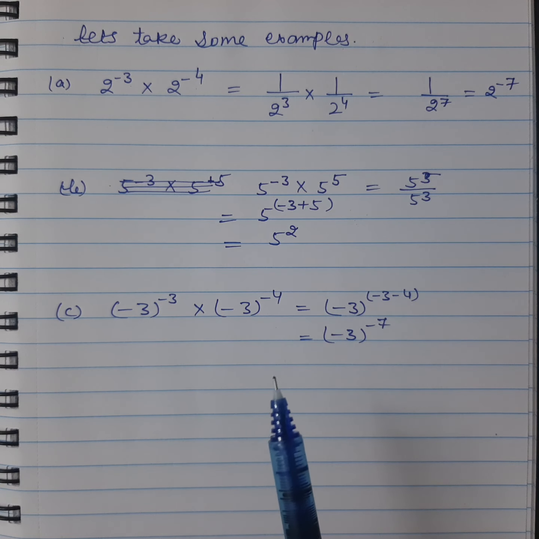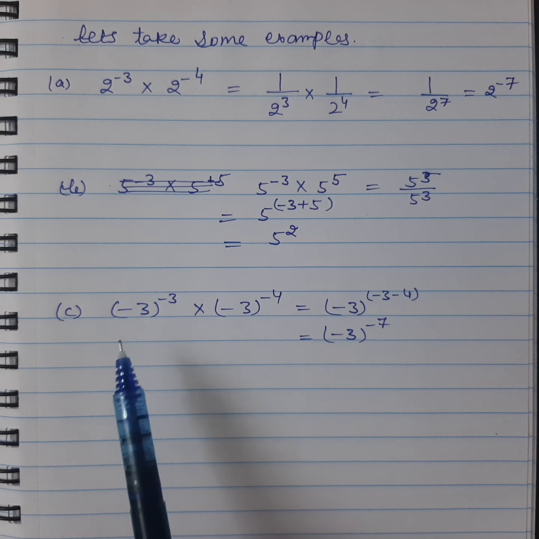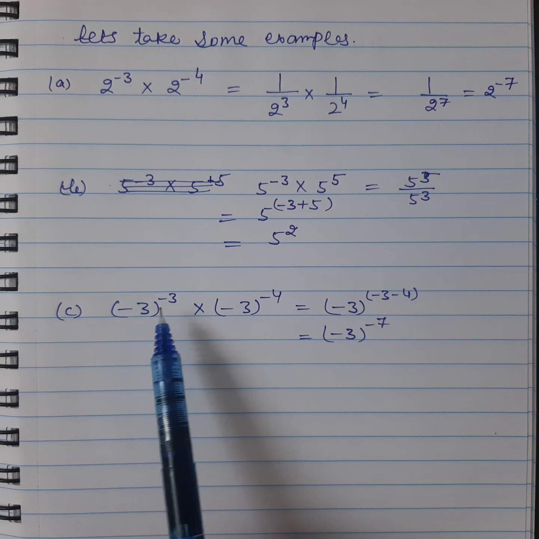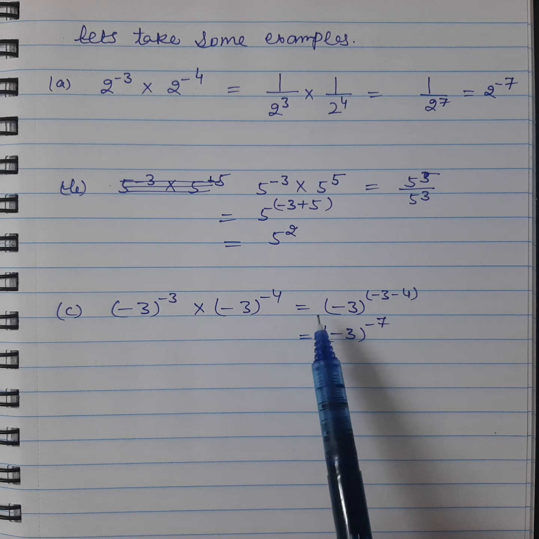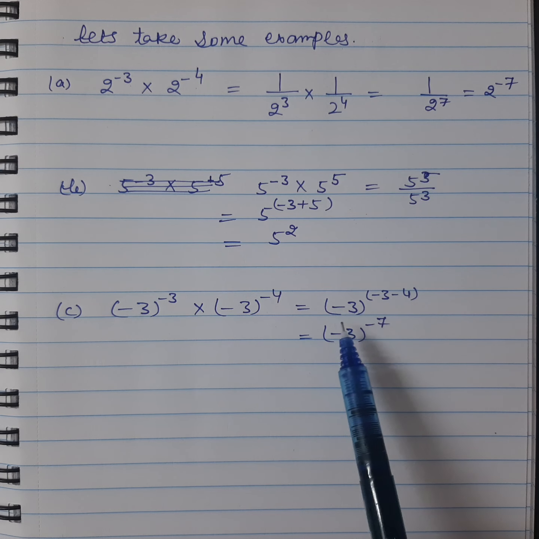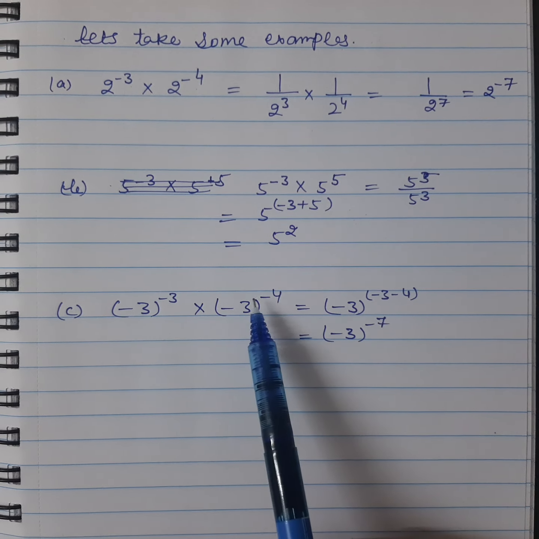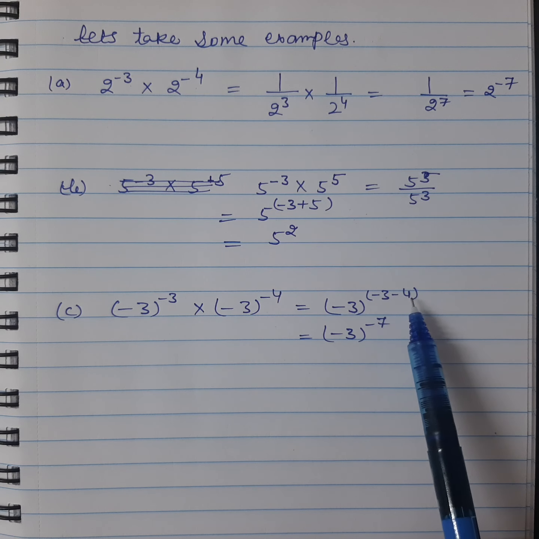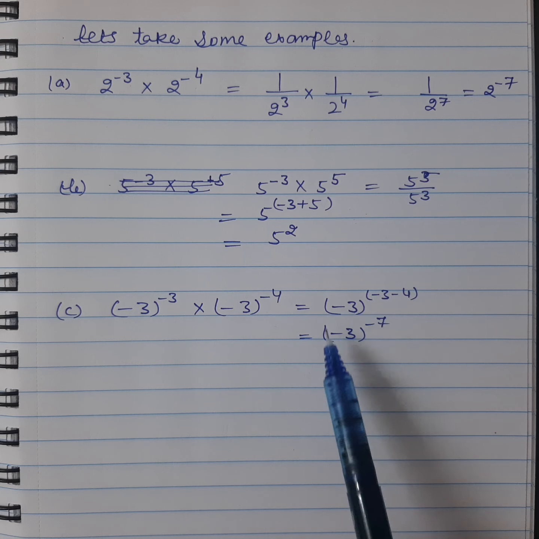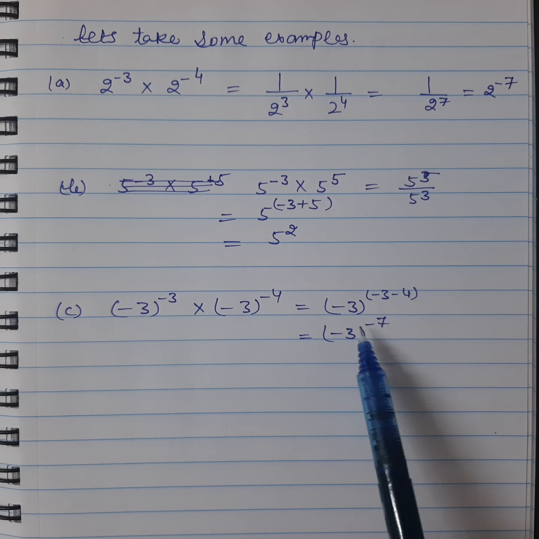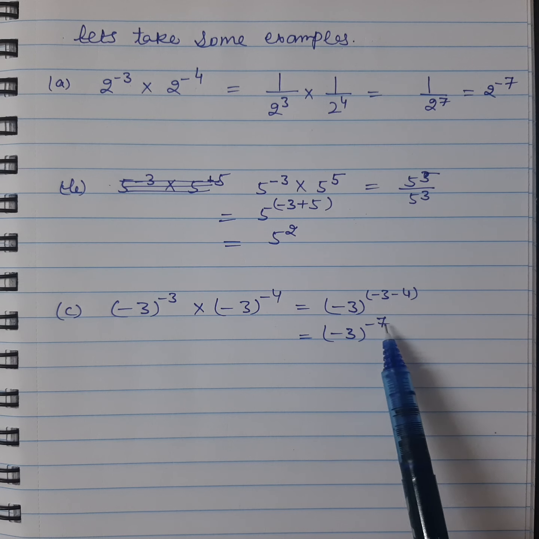Let's take one more example with a negative base. Minus 3 raised to the power 3 multiplied by minus 3 raised to the power minus 4 will be minus 3 raised to the power 3 minus 4. 3 minus 4 will be minus 1. So the ultimate number will be minus 3 raised to the power minus 1.